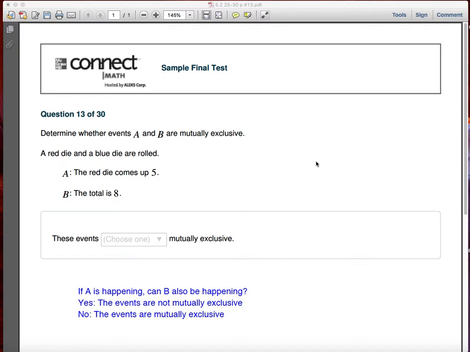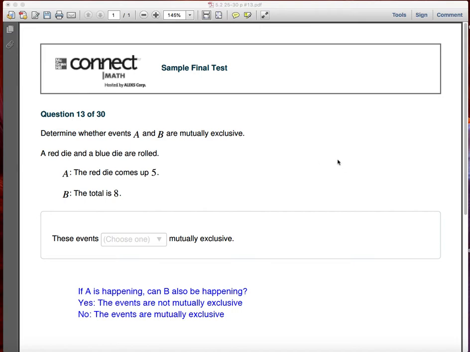A red die and a blue die are rolled. Event A is the red die comes up 5, and event B is that the total is 8. So the question you need to ask to answer this is, if A is happening, can B also be happening? If your answer to that is yes, then the events are not mutually exclusive. If your answer is no, then the events are mutually exclusive.